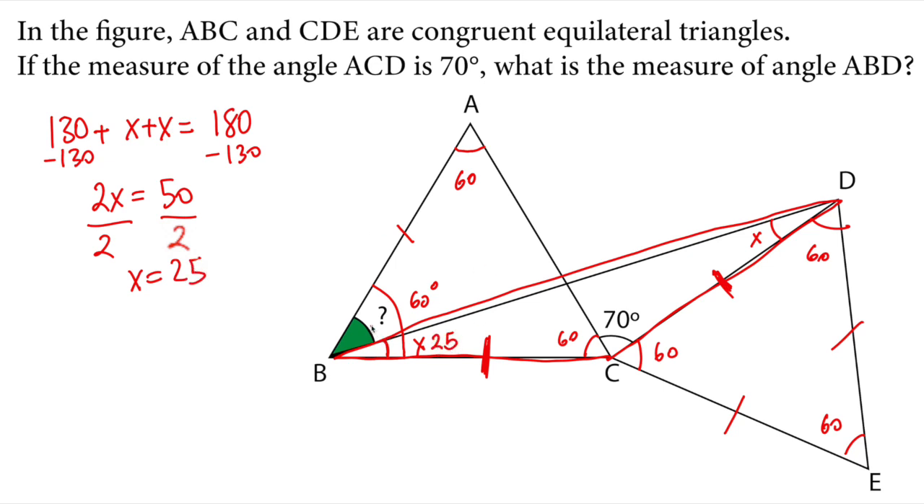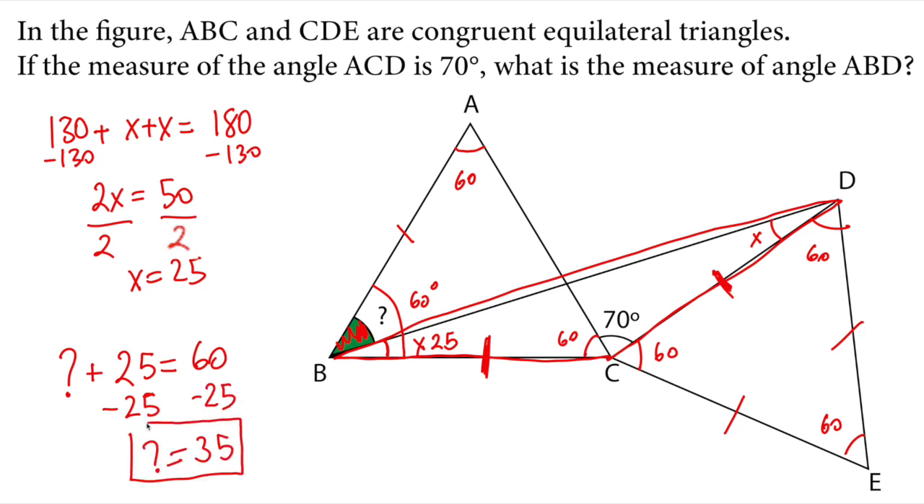So the question mark is the green angle, here is the unknown, what we are asked. I can write another equation. Those adjacent angles should make 60 degrees. Question mark plus 25 degrees should be equal to 60 degrees. Take away 25 from both sides. This is our solution. So the green angle, question mark, is equal to 35 degrees.